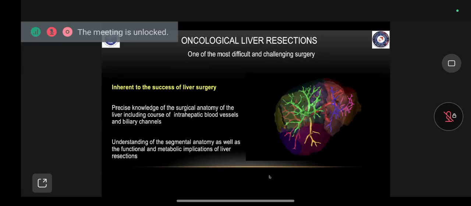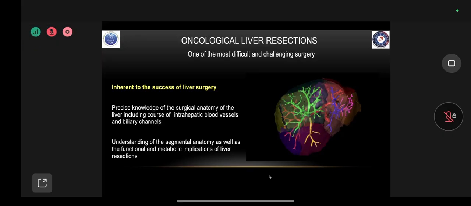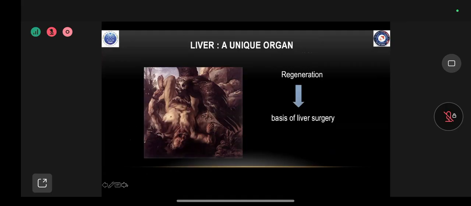This helps us to plan our liver resections, to troubleshoot during liver resection, and also tackle any complications which may arise during and post surgery. So, liver is a unique organ. We all know that it has its regenerative capacity, and this very famous picture from the first page of Blumgart actually very clearly illustrates what the basis of all liver surgery is.